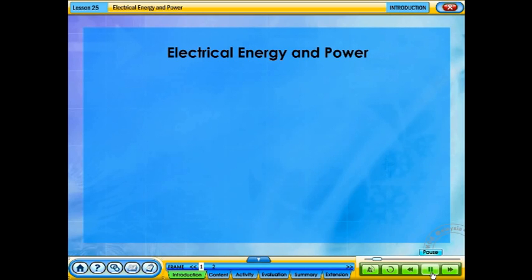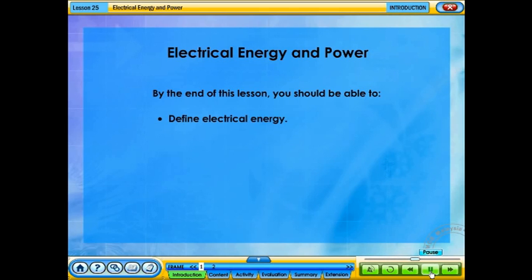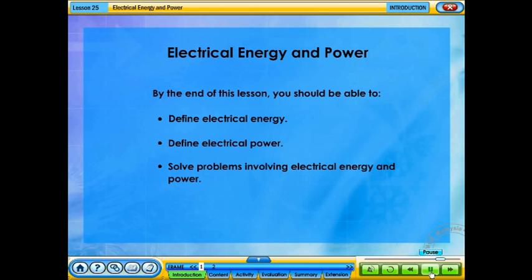Electrical energy and power. By the end of this lesson, you should be able to define electrical energy, define electrical power, and solve problems involving electrical energy and power.